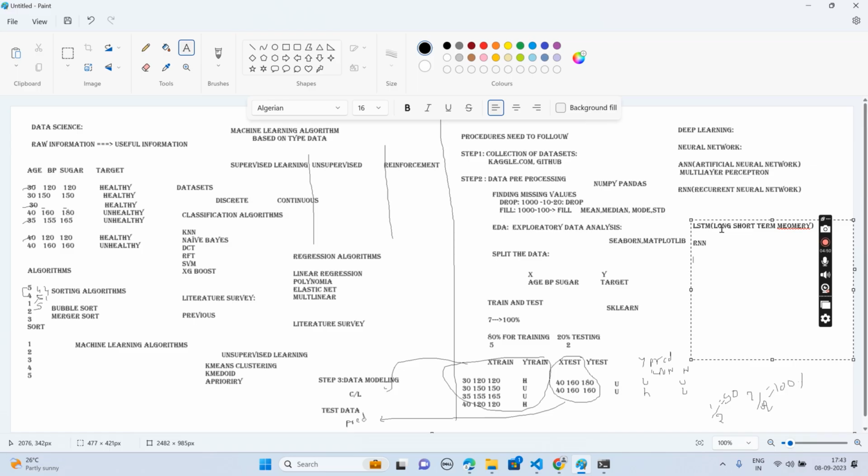We can use a CNN also for the classification algorithm. Sorry, I forgot to tell you. Instead of ANN and RNN, CNN can also be used for classification. CNN means convolutional neural network. This convolutional neural network is mainly used for image purposes, but we can use it for this kind of data also, like healthy or unhealthy.